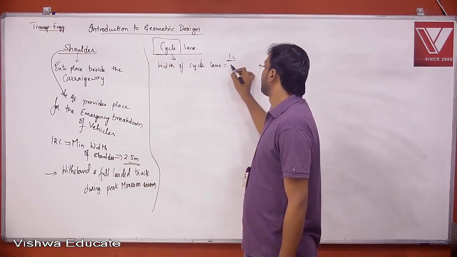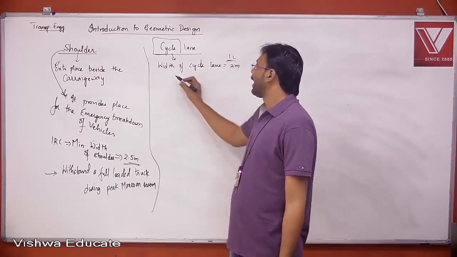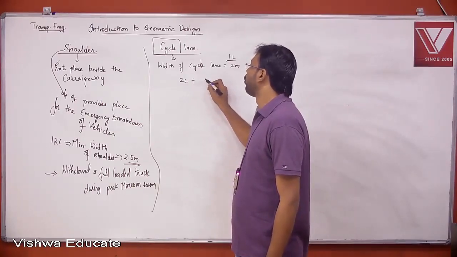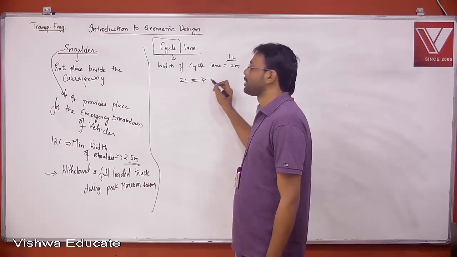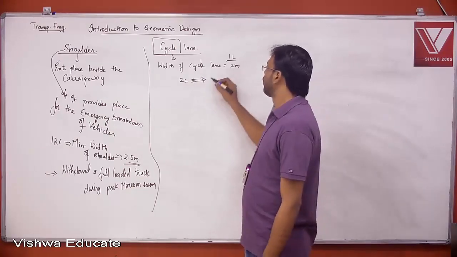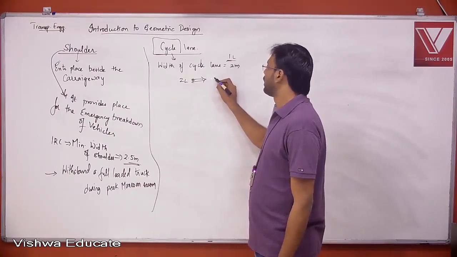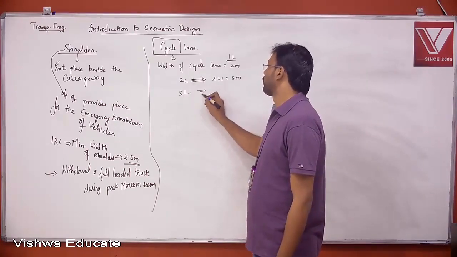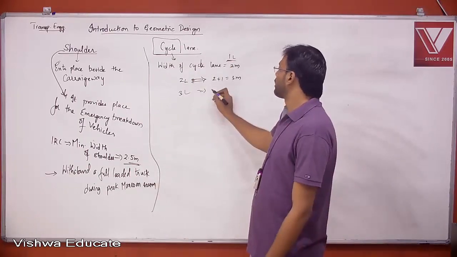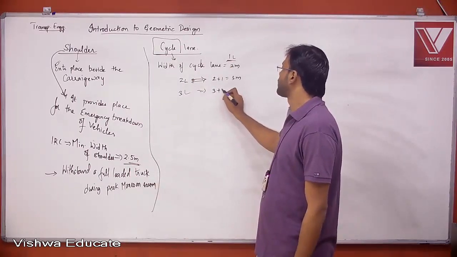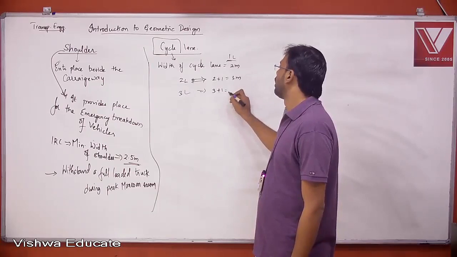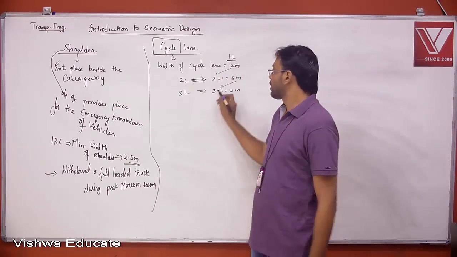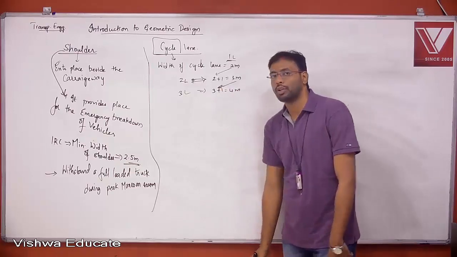For one lane, it is 2 meters. And thereafter, for any additional lane, you add 1 meter. For any additional lane, you simply add 1 meter. So for 2 lane, it is 2 plus 1, 3 meters. For 3 lane cycle road, it is 3 plus 1, 4 meters. Right? So that is how we say the width of cycle zone.